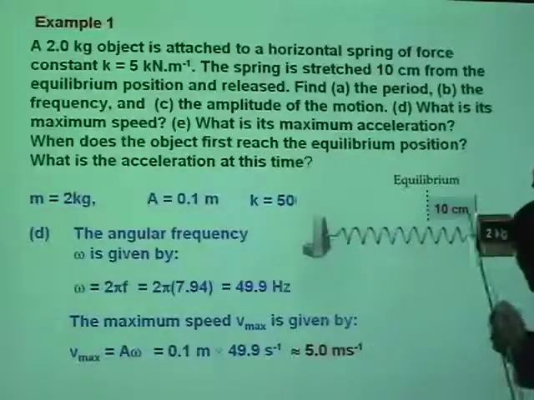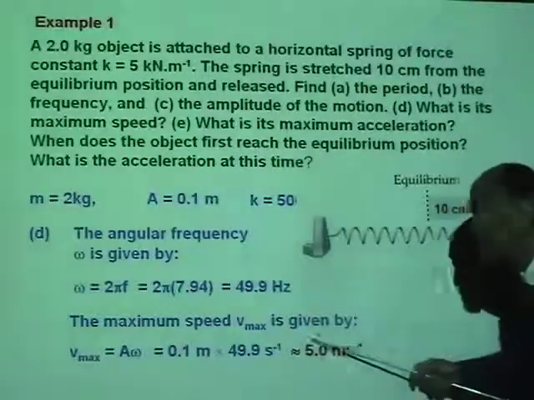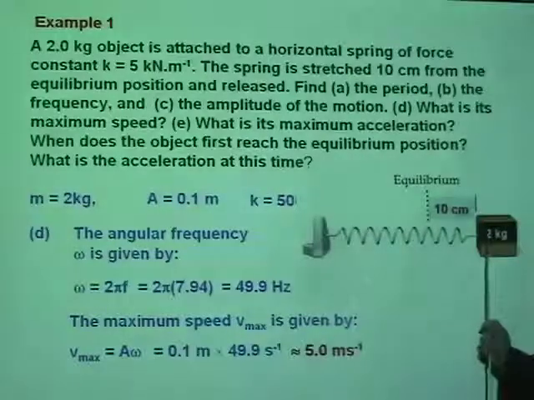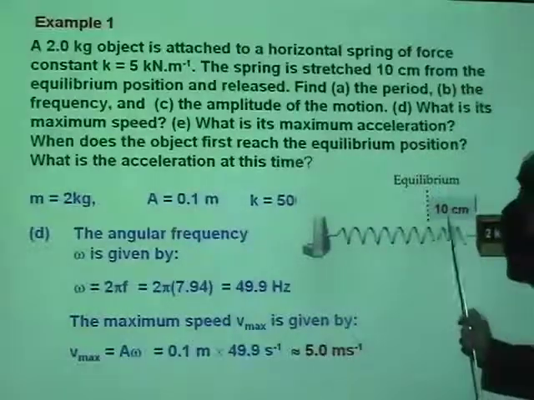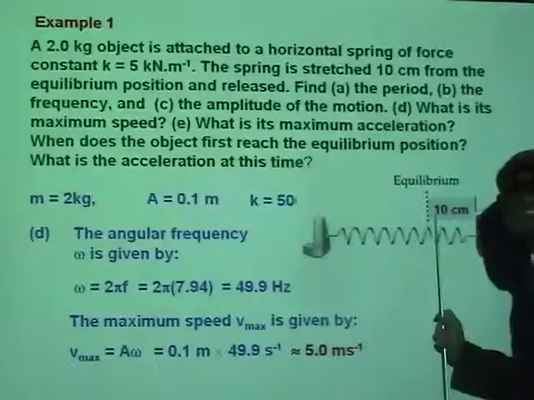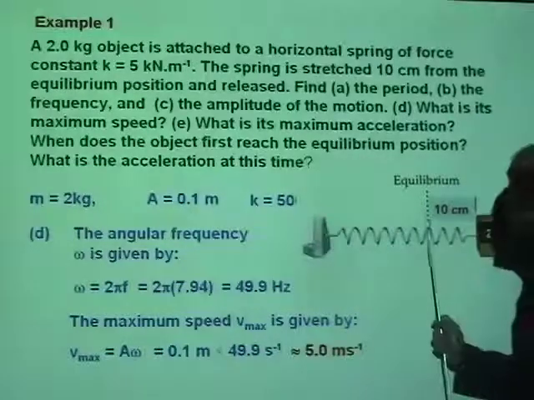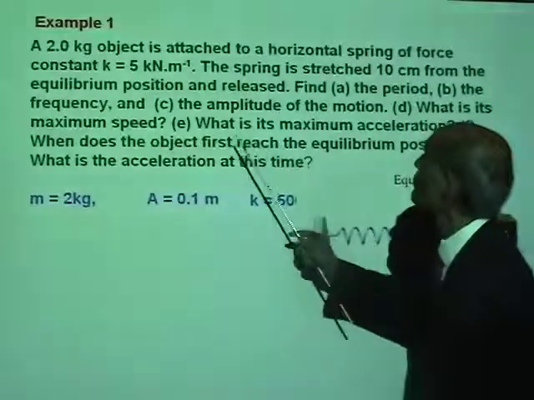Tell me, when does this mass have this velocity, this 5 meters per second? At what position? The maximum velocity occurs when it reaches the equilibrium position. So this is the velocity at the equilibrium position. Alright, next what do we need?